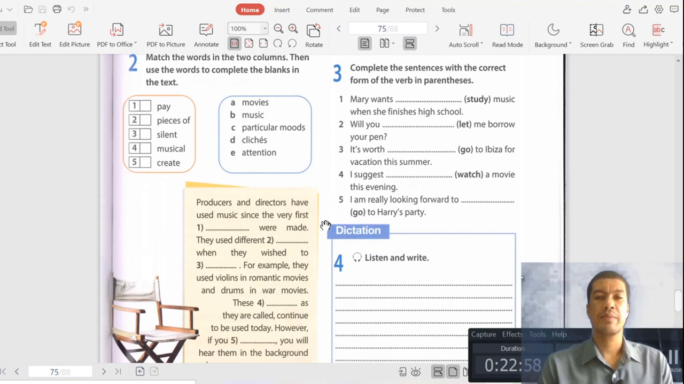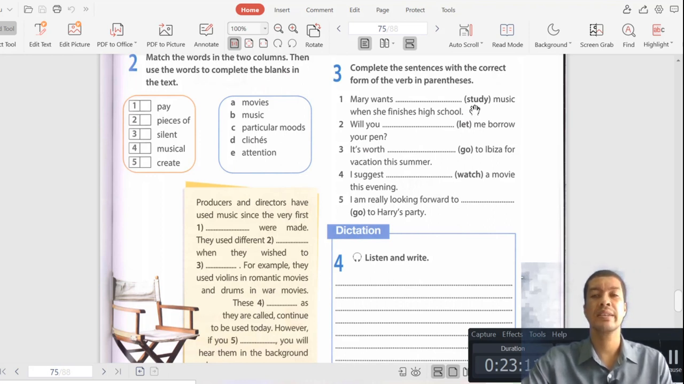Okay, moving on to grammar. Complete the sentences with the correct form of the verbs in the parentheses. Now, the verbs that we have in the parentheses are study, let go, and watch, and here we have go as well. Mary wants study music when she finishes high school. So this is an action which will take place in the future, so we use to complete our sentence. So Mary wants to study.